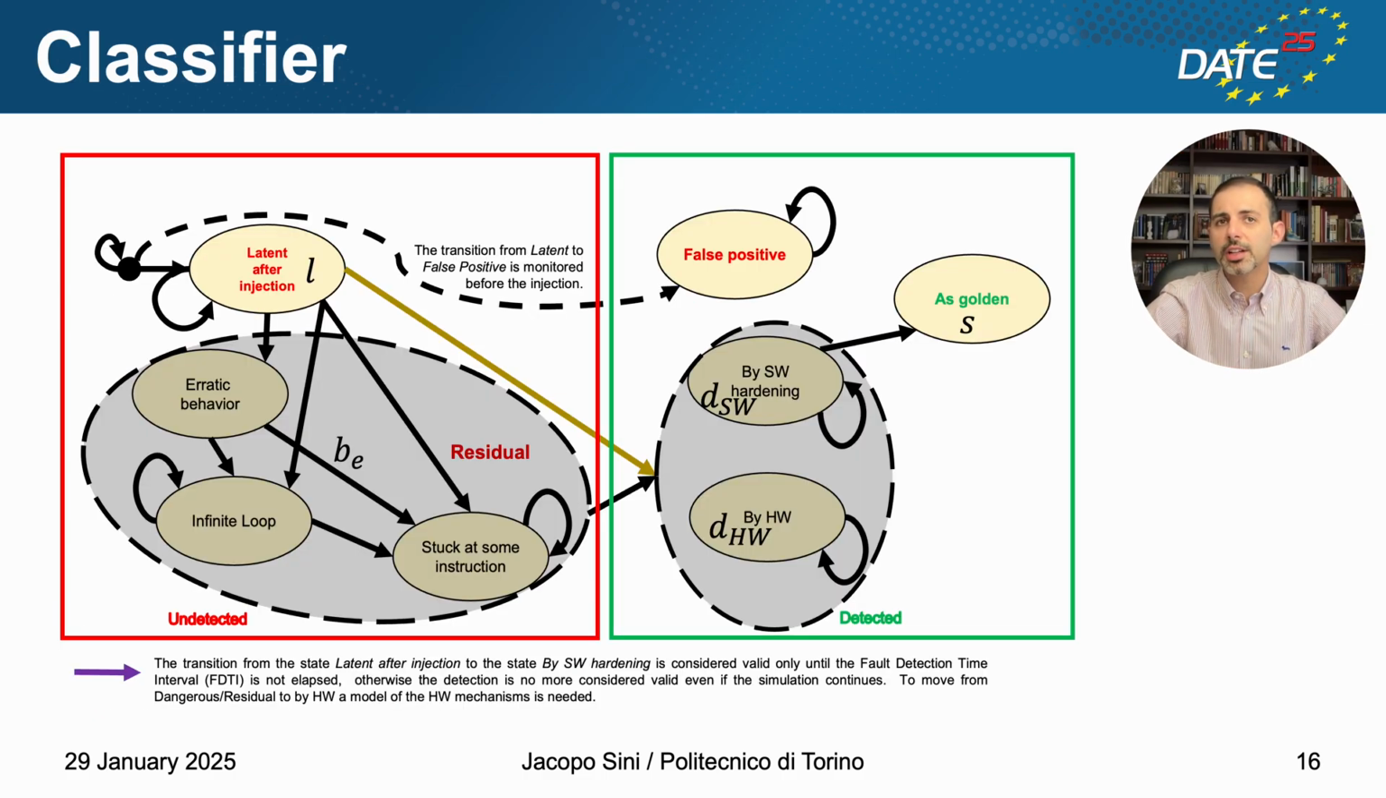In this slide are shown the classification criteria adopted to determine the individual injection outcomes. The classifier is basically a state machine, whose progression is based on the comparison between the logs of the golden run and the considered individual injection log. At the beginning, before the injection, the classifier only checks that the detection mechanism is not triggered, otherwise it leads of course to a false positive. After the injection of the fault happened, the machine moves to the status latent after injection.